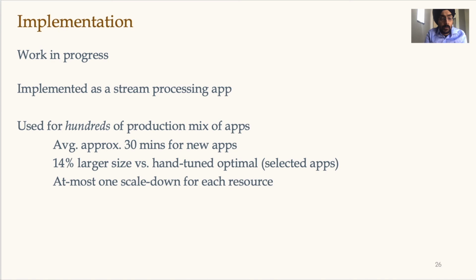Now, even though 30 minutes seems like a lot, it is largely because in production we want to control the reactivity of the different policies. And lastly, Sage scales down resources by applying a single safe scale down action for each resource like CPU and memory, which we detail again in our paper.